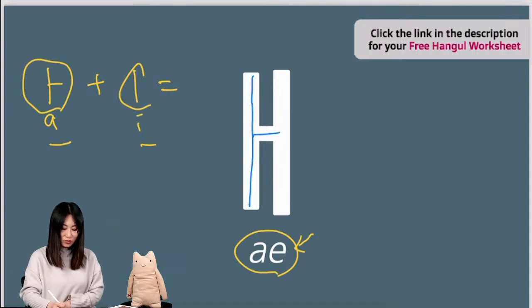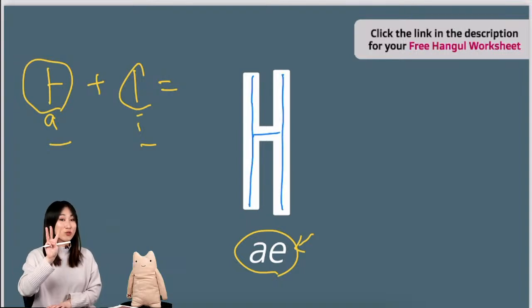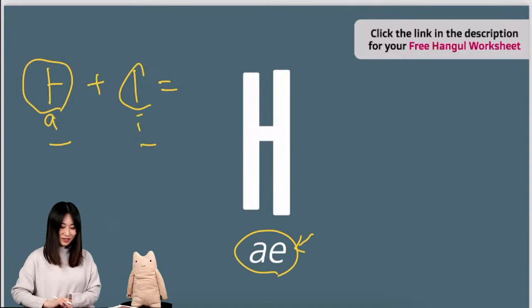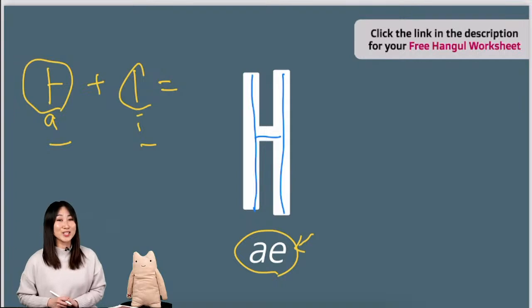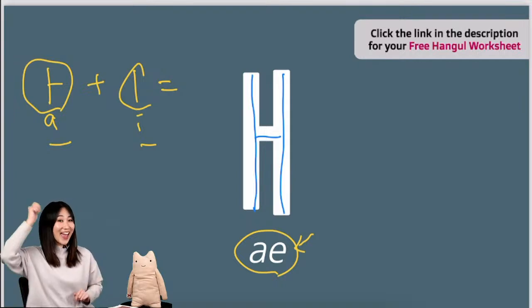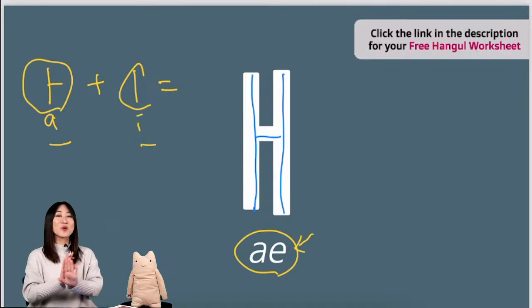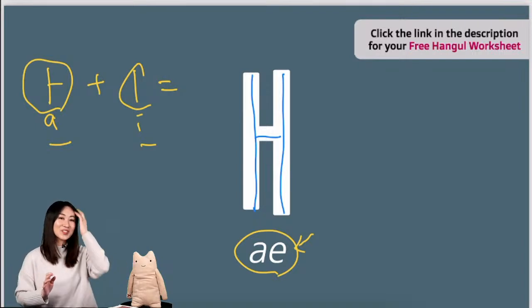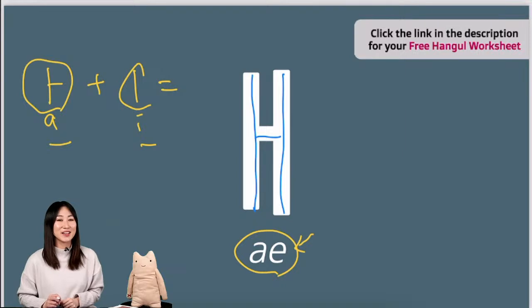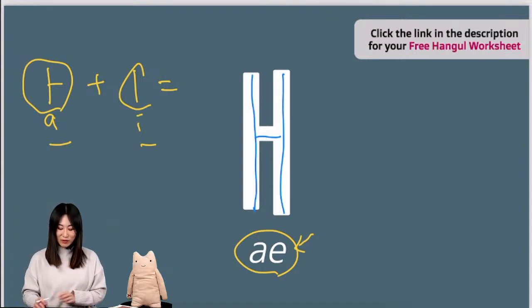1, 2, 3. So it has 3 strokes. Again, 1, 2, 3. It looks like H, right? H, alphabet H, like herb, head, human. But well, the pronunciation is different, but it's an E sound, E, because it includes A, I, E. So, E.